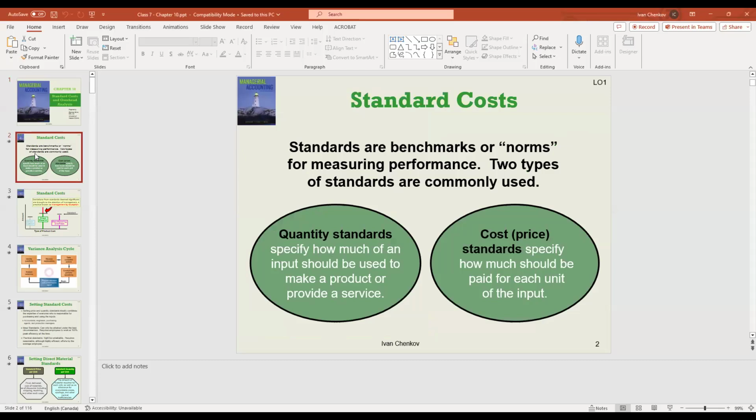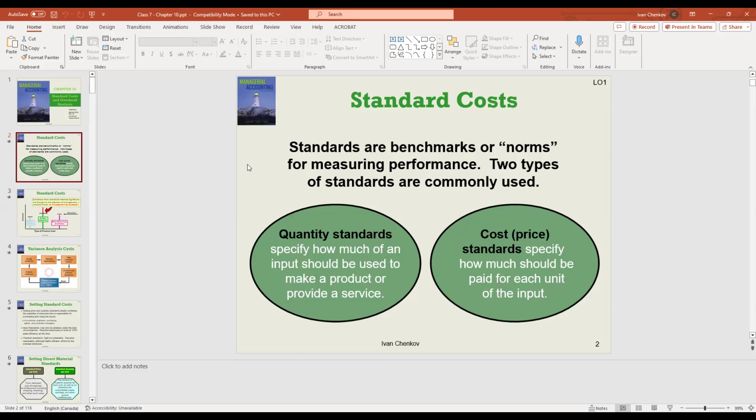First thing that I want you to understand is cost is always a mathematical function of two variables. One of the variables is the quantity, the other variable is the price or cost per unit. Once those two combine together, we're going to get the total cost.